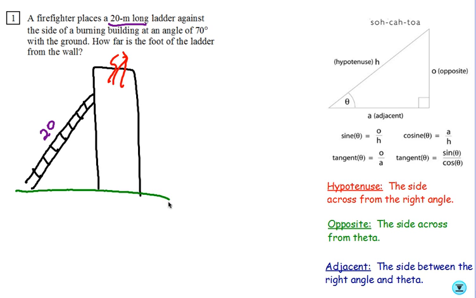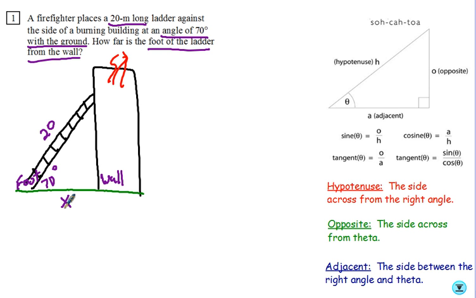Because by drawing the ladder, and when they say the ladder's 20 meters long, I'm like, oh, okay, well, there's my ladder, so that's where the 20 goes. And then the other information they give us is that there's an angle of 70 degrees with the ground. Well, here's the ground, so this must be my 70 degrees. And what they're asking for is how far is the foot of the ladder from the wall. Well, here's the foot, there's the base of the ladder. Here's the wall. So they're talking about that distance right there.